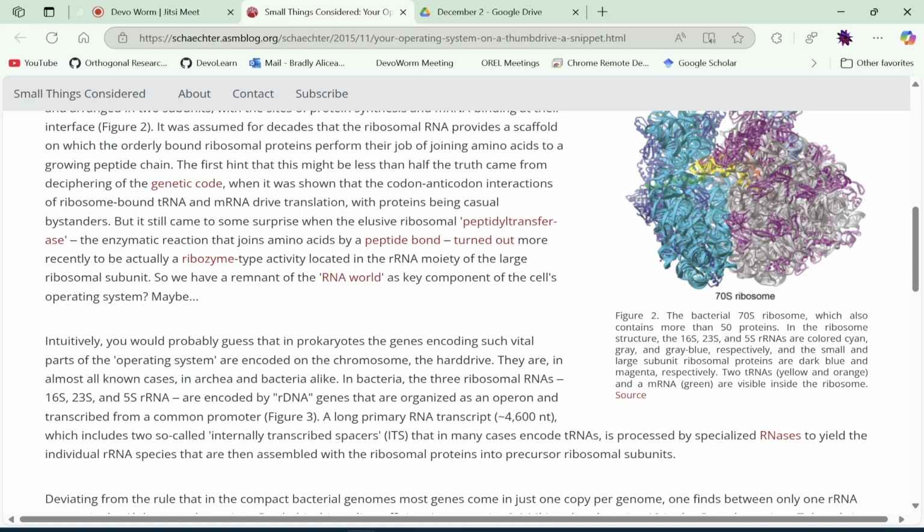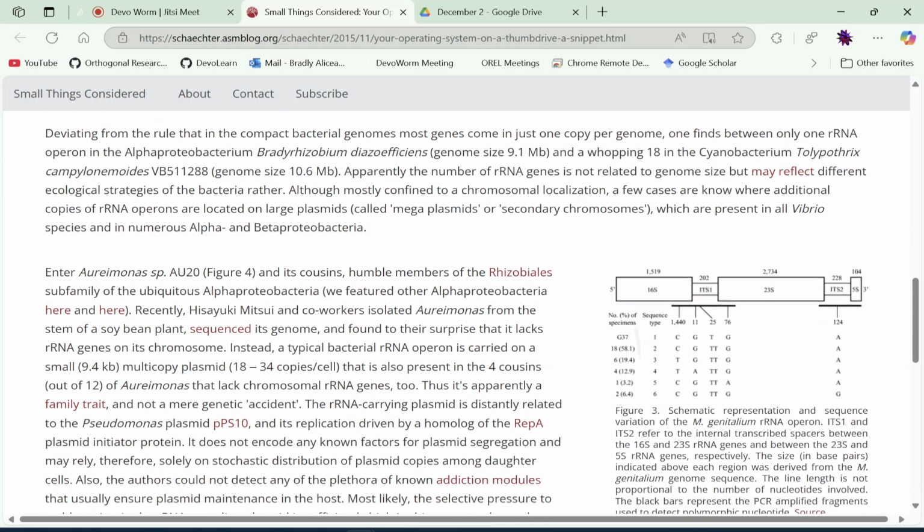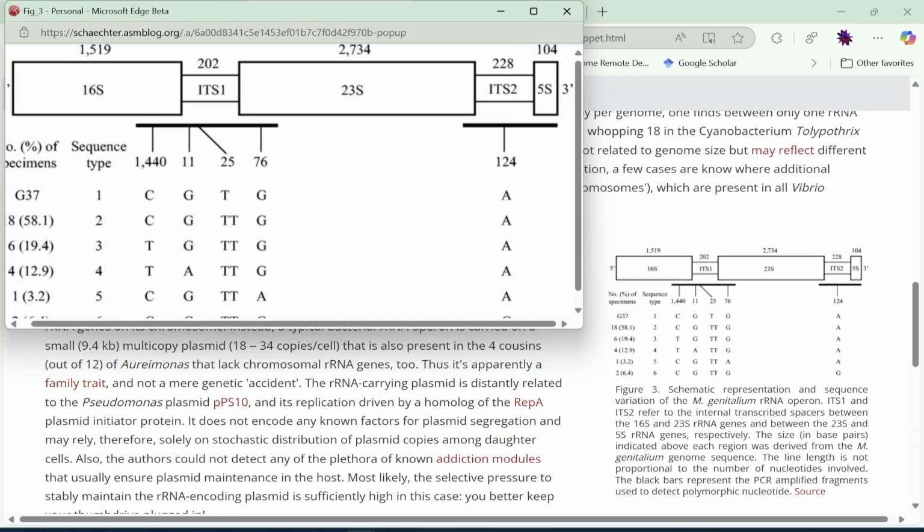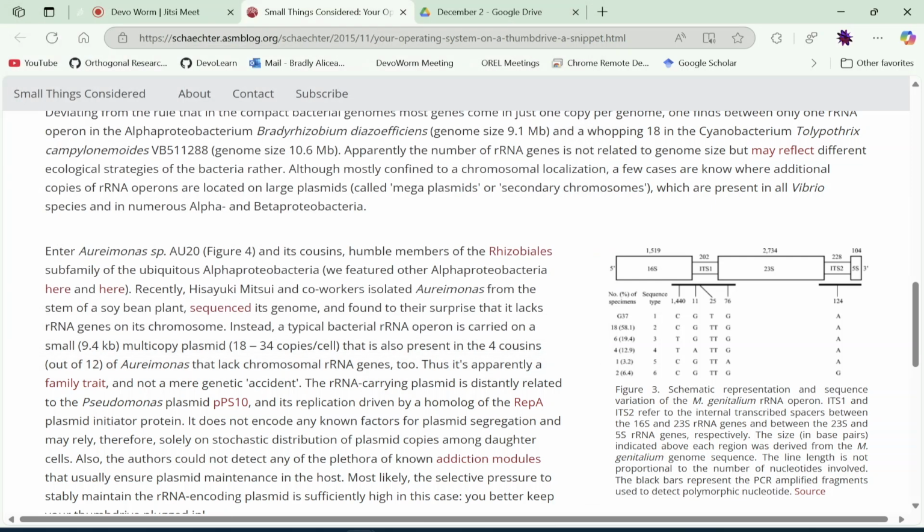A long primary RNA transcript, which includes the two so-called internally transcribed spacers that in many cases encode tRNAs, is processed by specialized RNases, which are these enzymes, to yield the individual rRNA species that are then assembled with the ribosomal proteins into precursor ribosomal subunits. So this is figure 3 here. This is a schematic representation of sequence variation showing these different genes for these different subunits in an operon from 5' to 3' end. Okay.